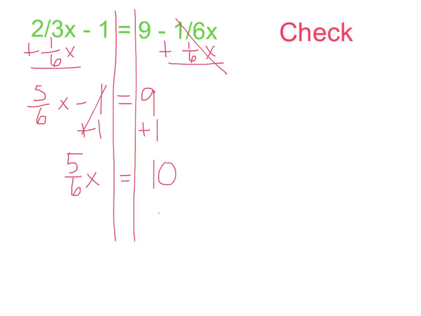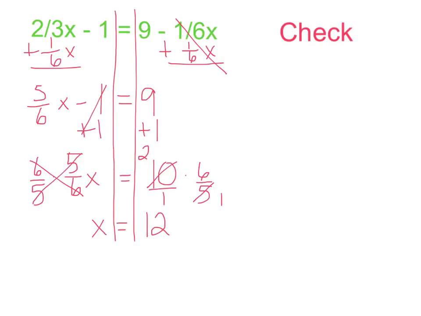Now to get rid of a fraction there so that our variable x is alone, we need to multiply by the reciprocal. So we multiply by the reciprocal on both sides. These will cancel here. x equals, we'll put 10 over 1. 5 becomes a 1. 5 goes into 10 2 times. 2 times 6 is 12. So we get x equals 12.